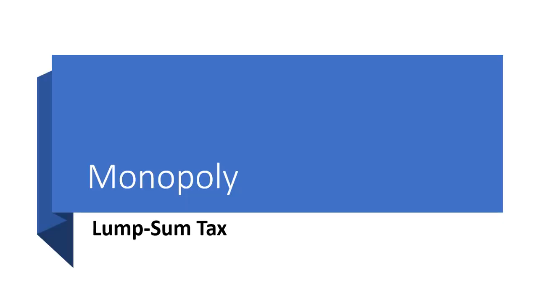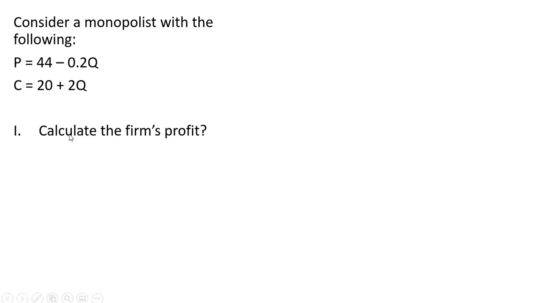Hello, in this video we're going to look at the monopoly when a lump sum tax is placed on it. So let's consider the following situation. The monopolist faces the inverse market demand given by 44 minus 0.2Q. And the monopolist's total cost of production is given by the following equation. We want to calculate the firm's profit.